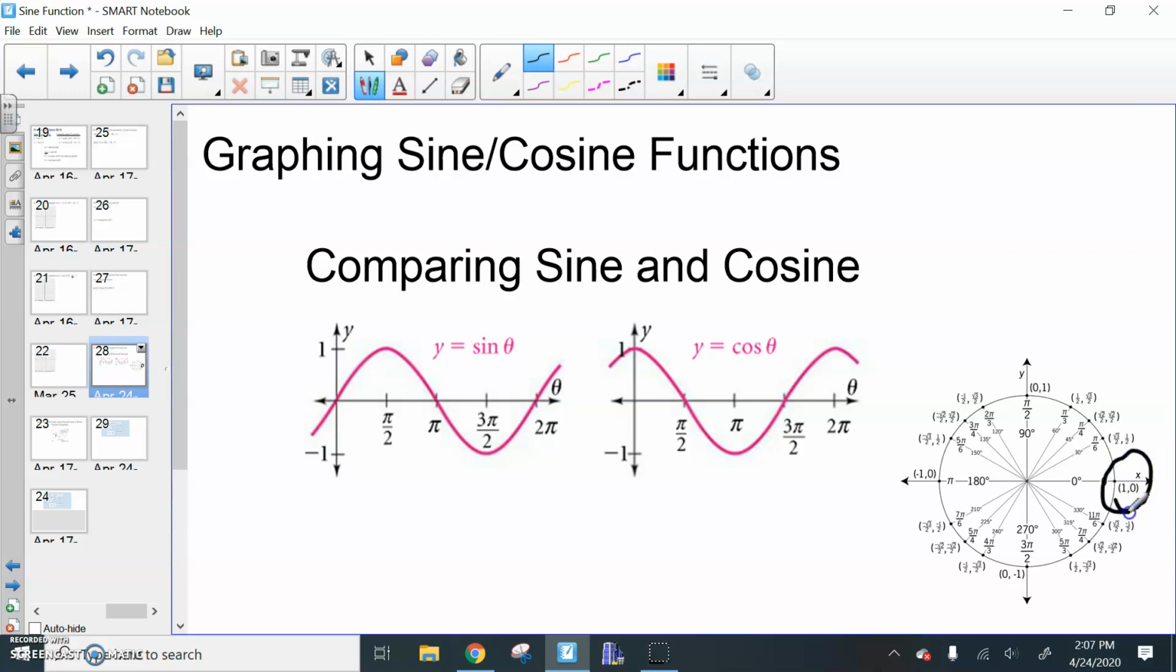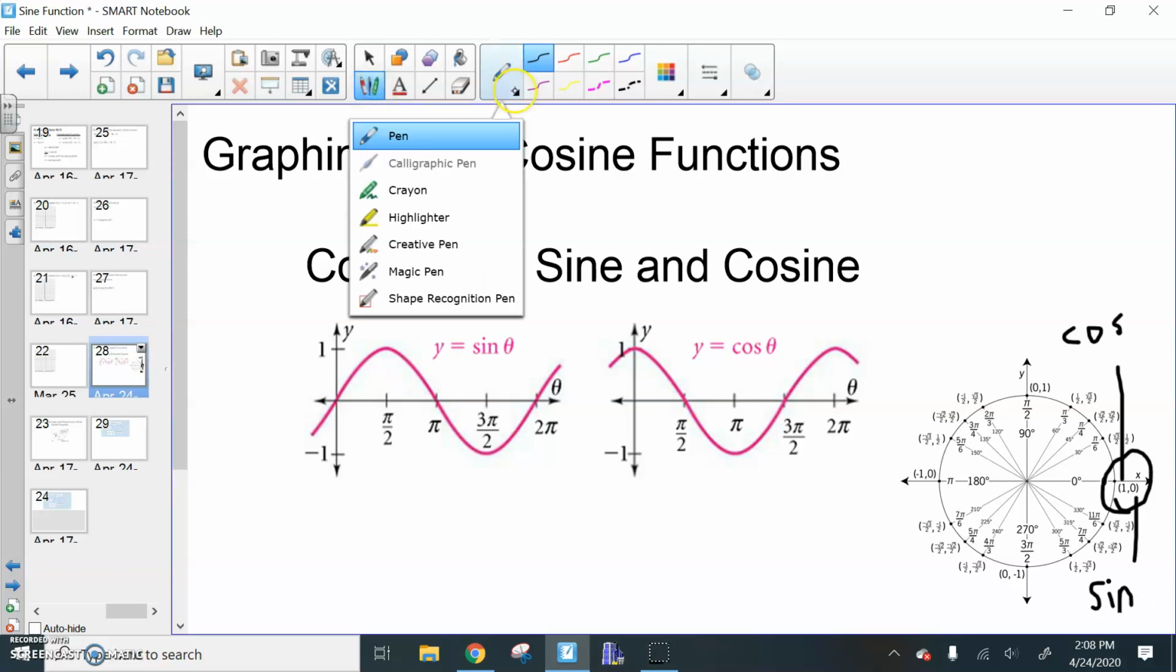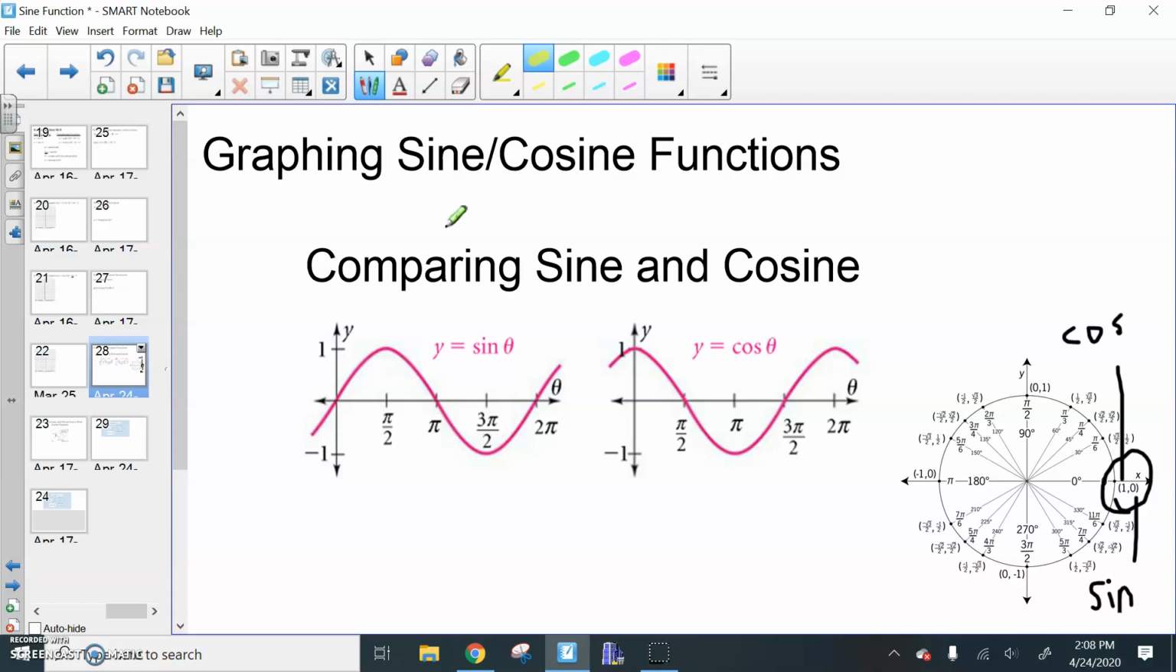If you remember here, with the coordinates, the x, so that 1 is cosine, and the y, that 0, is sine. And that's what really helps out in determining the two graphs. So if you remember with the unit circle and the graph, this x-axis is the angle measure, okay? It's not necessarily the x point, but it's the angle measure.